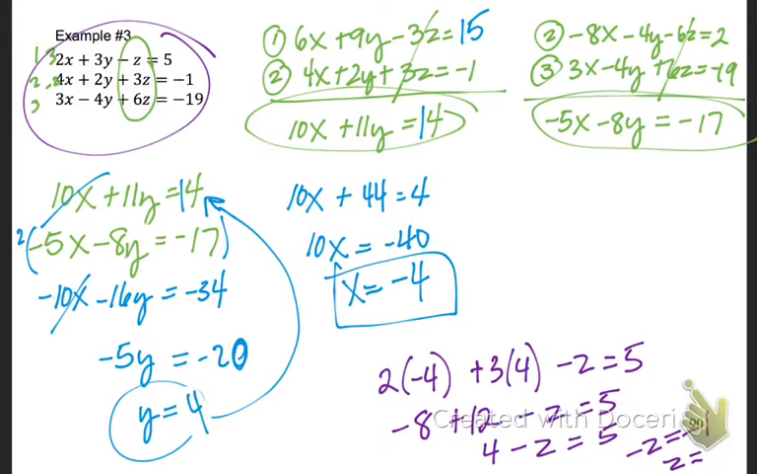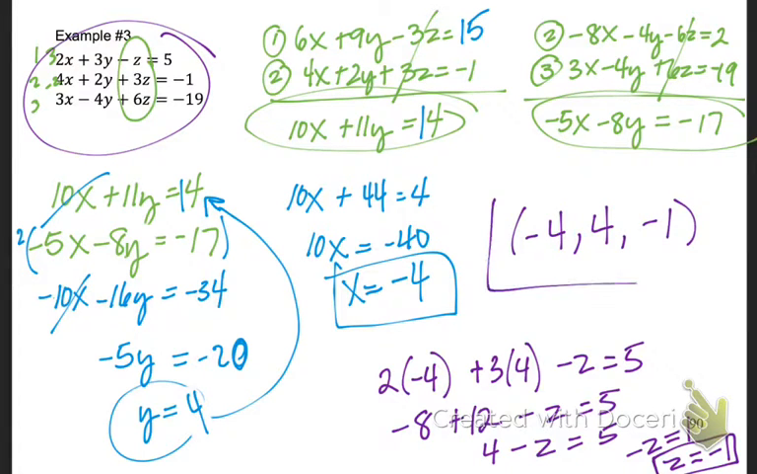So negative z equals negative 1. So positive 1. So z equals negative 1. So my final answer would be in an ordered trio, which would be negative 4, 4, negative 1.